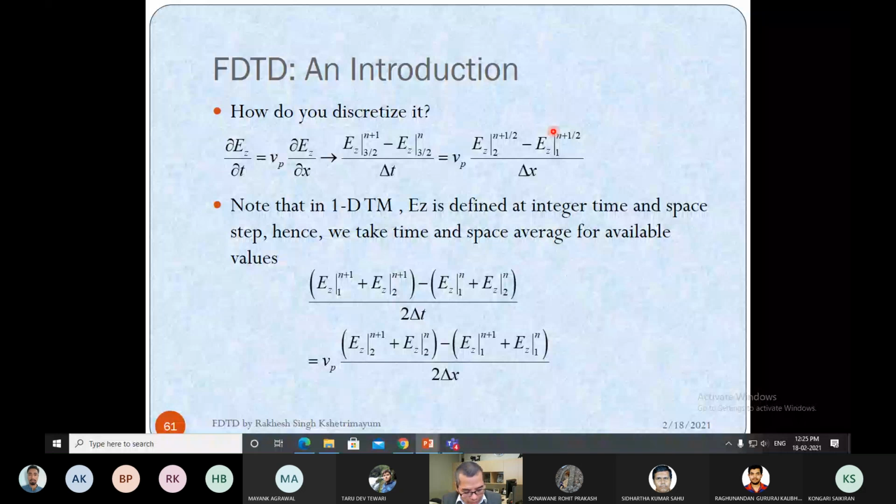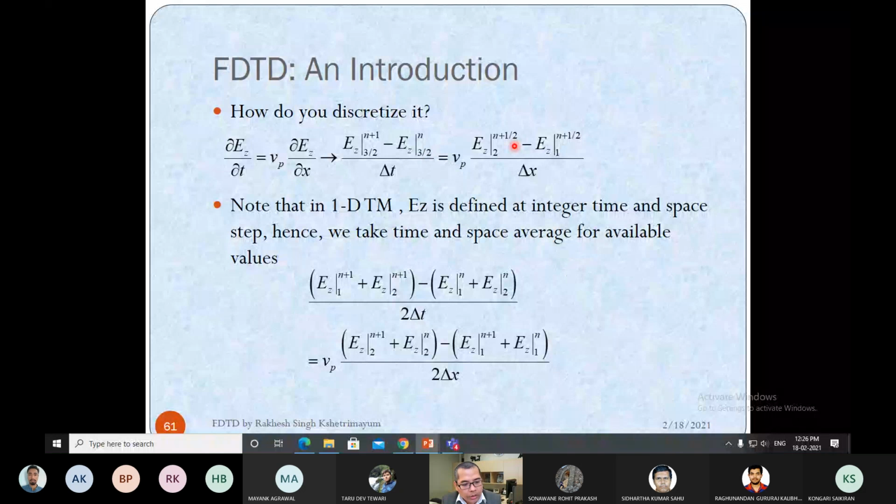But if you consider the 1D case, where I want to find only Ez, your electric field is calculated at integer time step and space step. So I do not have the values of electric field at half integer time and space step. If I want to find the unknown at 3 by 2, which is a half space step, and n plus half, which is a half time step, I don't have these values in 1D FDTD. So then what do we do? I just average it.